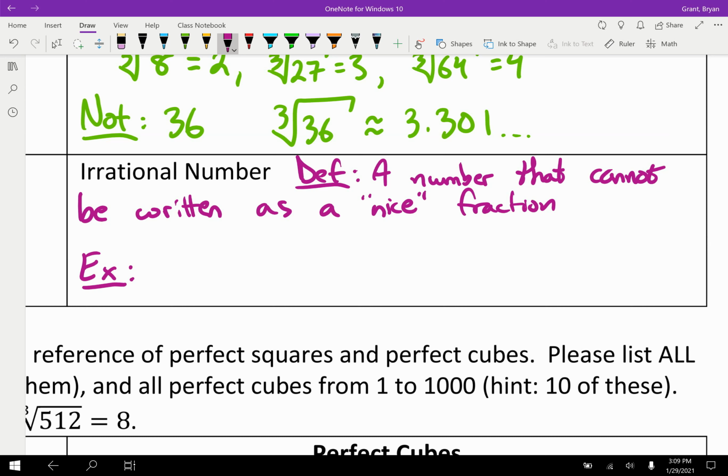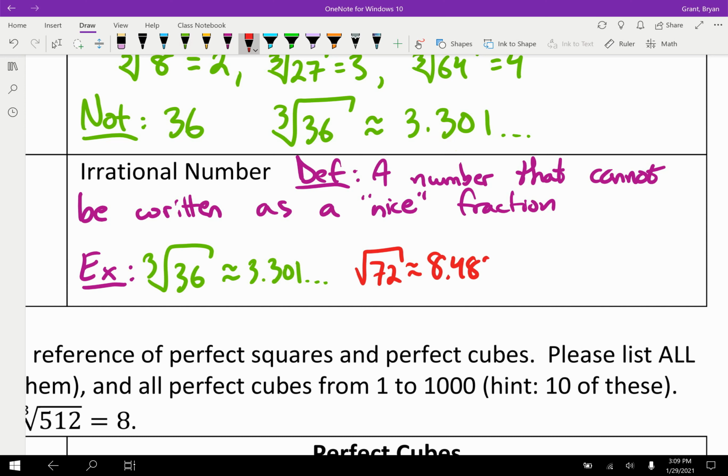One of these examples is actually right above us, the cube root of 36, which is the decimal 3.301 and then stuff. Another example is the square root of 72, which was 8.485, blah, blah, blah. And the last example is one that you actually learned around 6th grade when you first started learning geometry, in particular geometry using circles. There's a very special ratio.